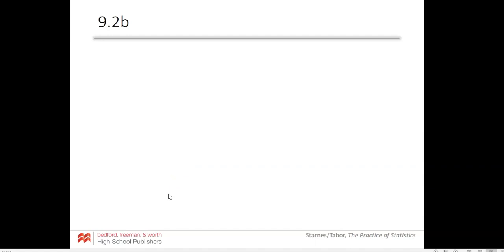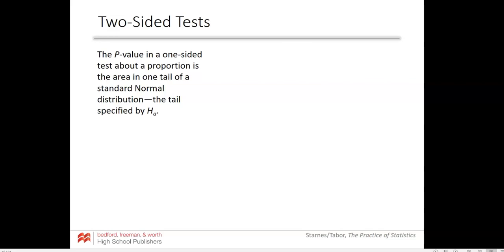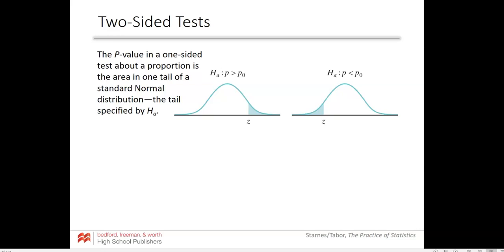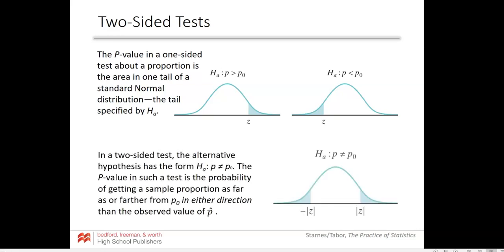Okay, this is the second half of lesson 9.2. So we're talking about two-sided tests. Whenever you have an alternate hypothesis where it's not equal to, that's a two-sided test. That means we're just trying to say the null is not true. So maybe the true proportion is bigger or smaller than the null. It could go in either direction.